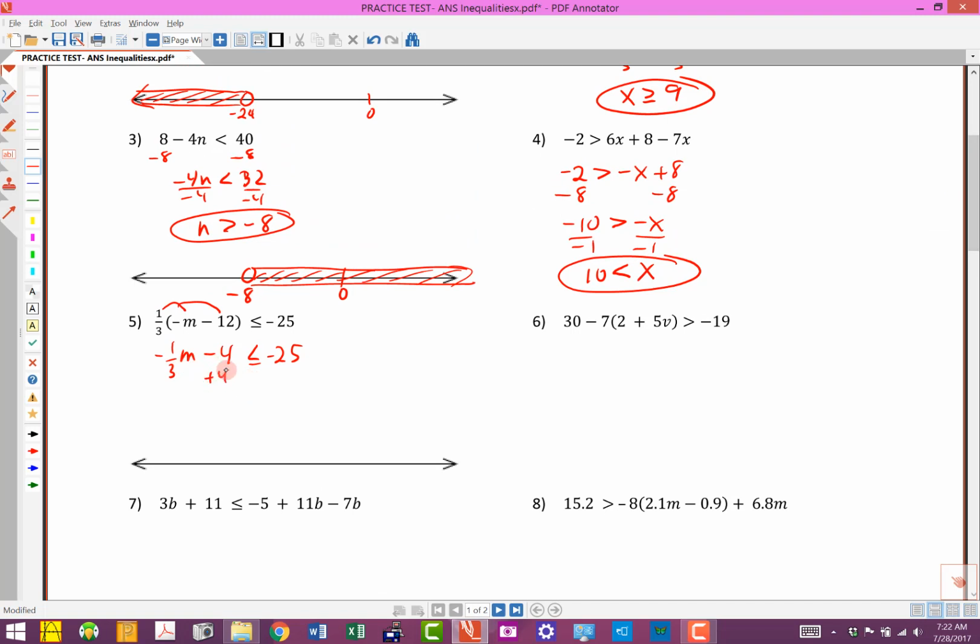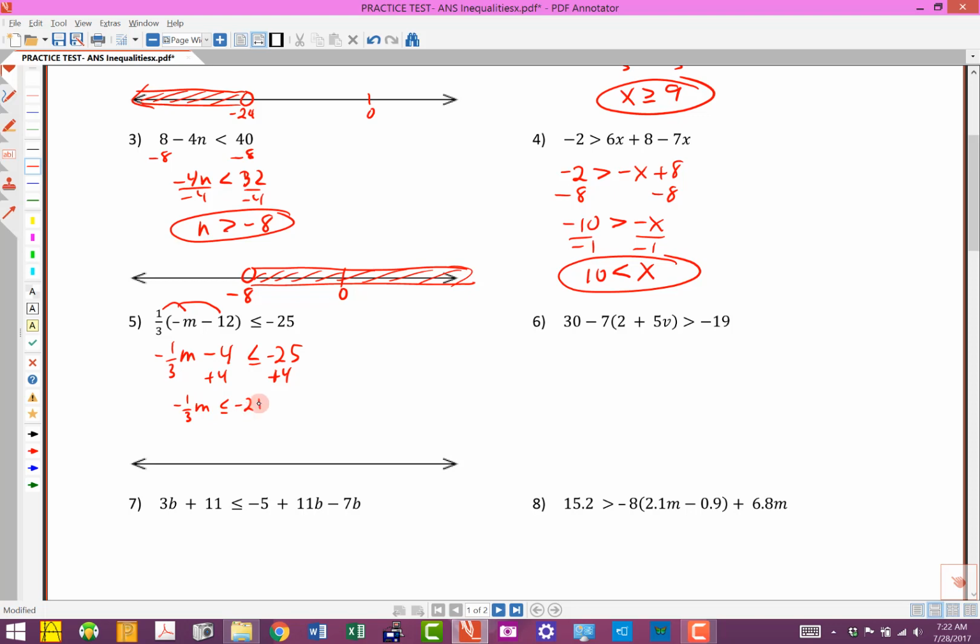So we're going to add 4 to both sides. And let's see here, so we get negative 1/3 m less than or equal to negative 21.